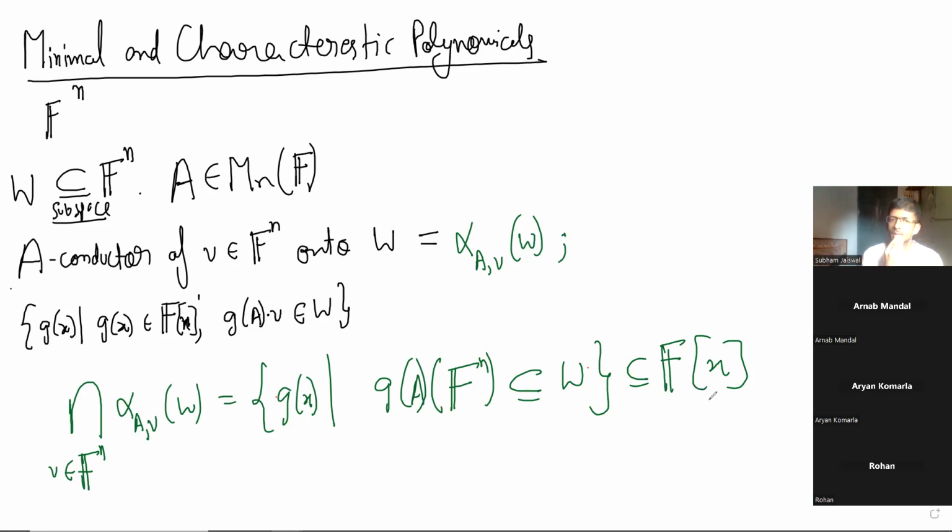Is this definition fine? You're looking at those polynomials such that A evaluated at those polynomials pushes the entire vector space into W. The image is in W, right? Now maybe I will call this alpha A, W because the V is not there anymore. Now we are coming to the concept of characteristic polynomial. First, let us check that this is an ideal.